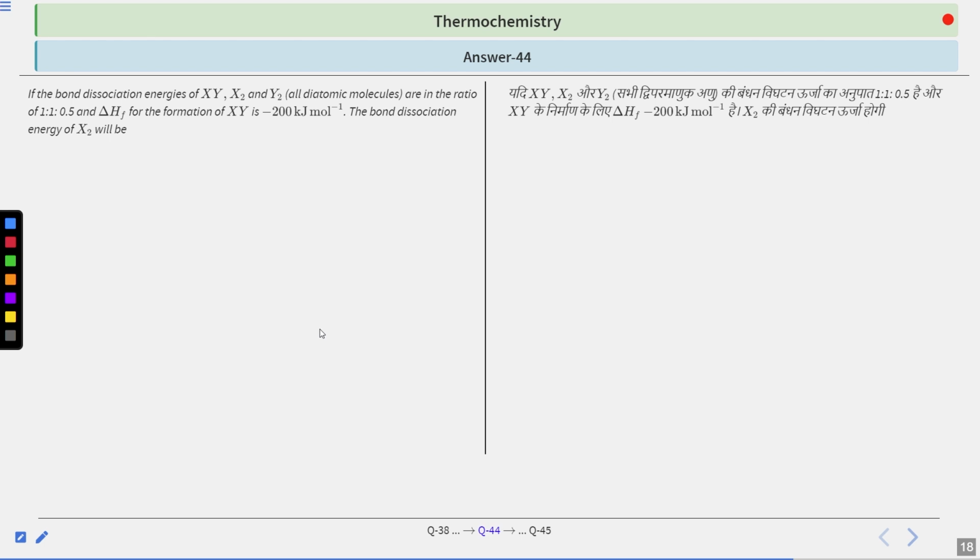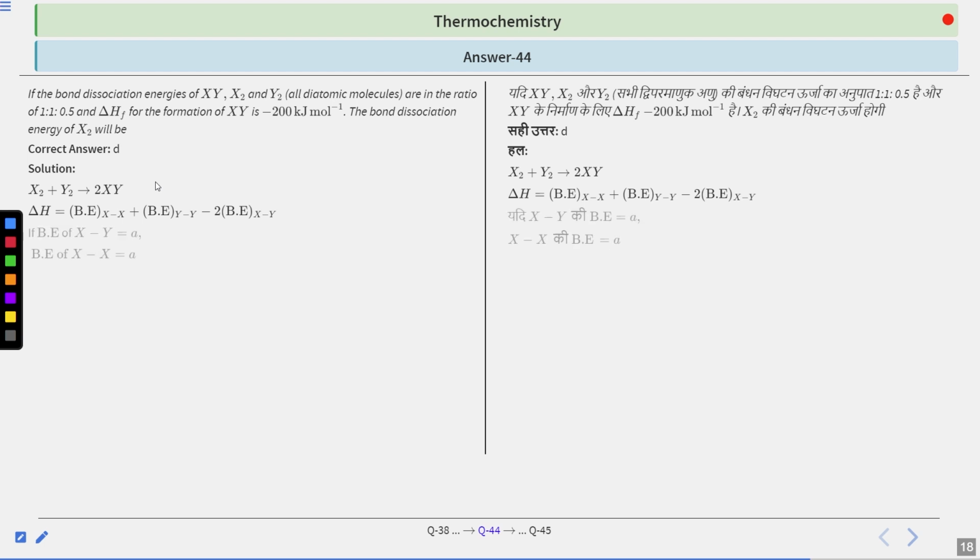Three things were given: the bond dissociation energy of XY, X2 and Y2, and the ratio is given, which is 1:1:0.5. Now the formation energy is also given, which is minus 200 kilojoule per mole for XY, and we have to find it for X2. For those who solved, the correct answer is D. So this is our equation, very easy to write. Now putting in all these values, we get X–X as A. Clear? And X–Y is also A.